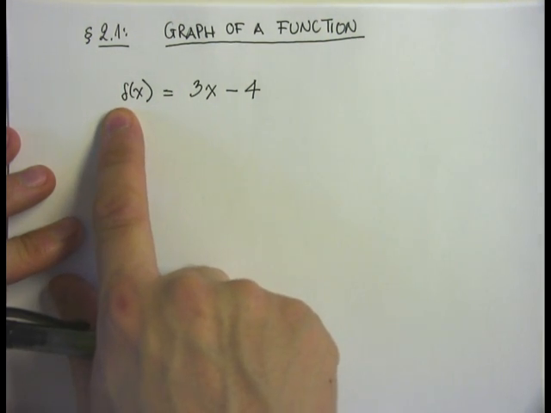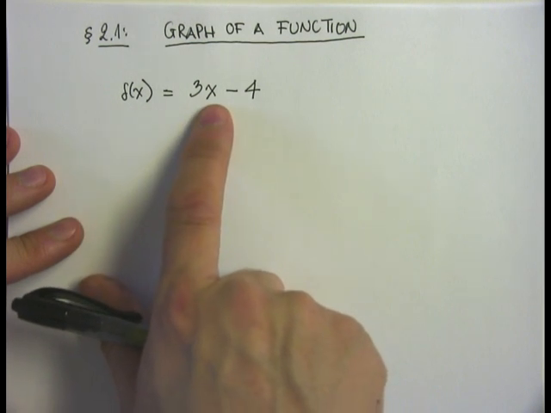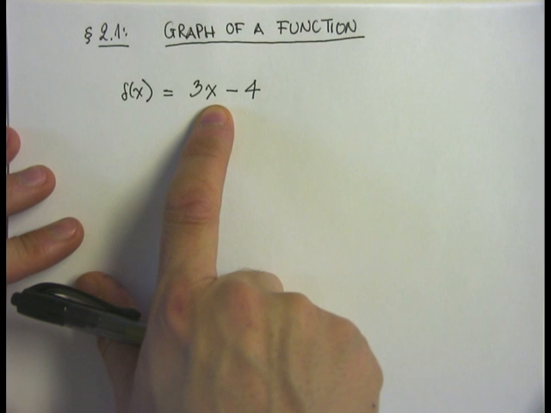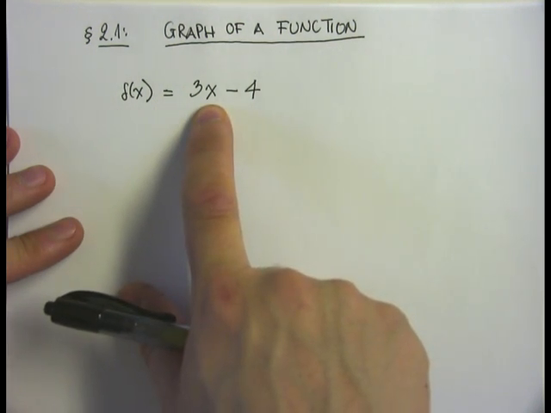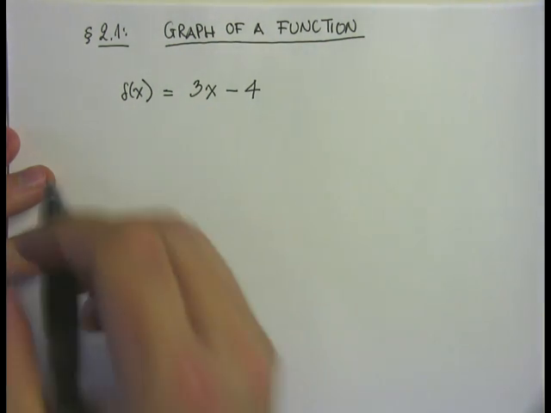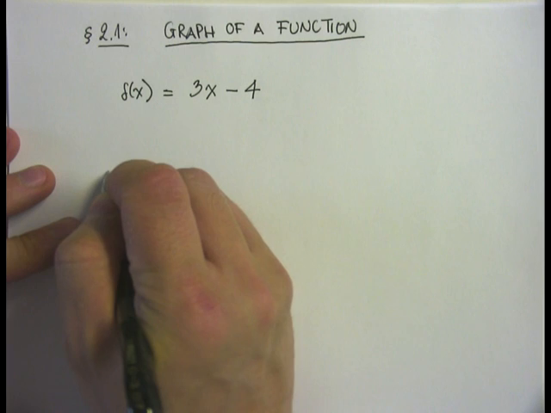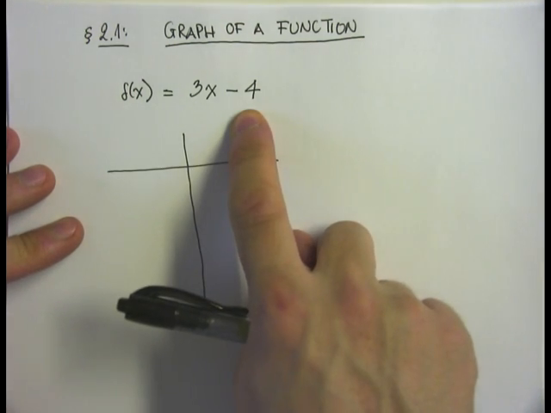This function named f is taking any input for x, any value for x, and what it does to the value of x is multiply it by 3 and subtract 4 from it. And because of that, we have already learned how to build a table representation for this function.